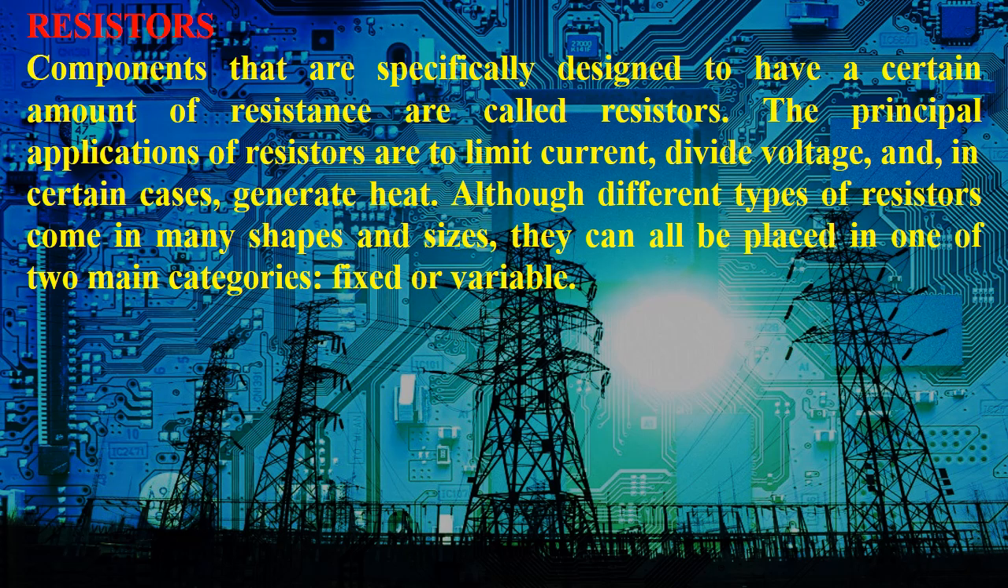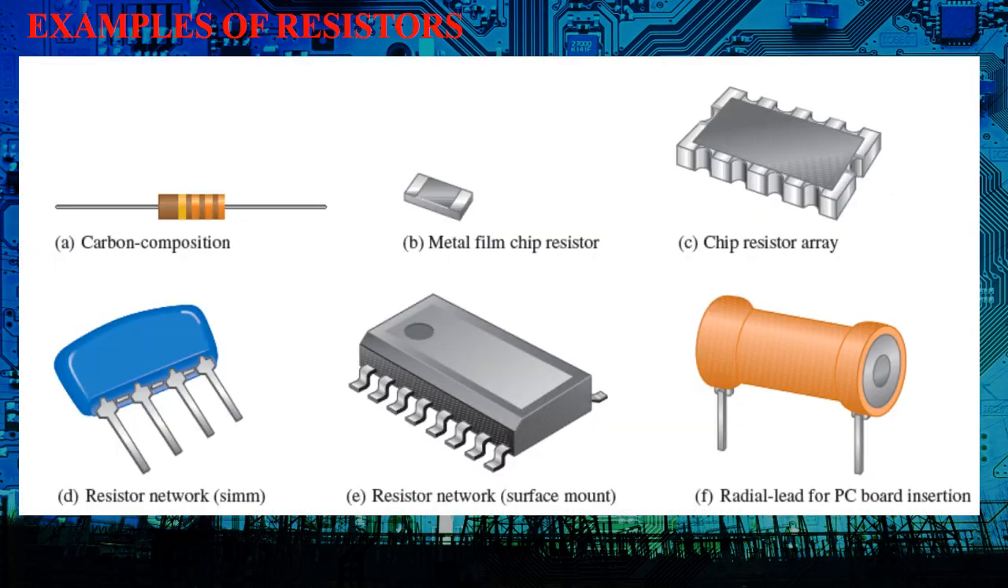Although different types of resistors come in many shapes and sizes, they can all be placed in one of two main categories: fixed or variable. So we have variable resistors, meaning you can vary the value of the resistor, increase or decrease it, to control the current and voltage, or fixed value, which you cannot change. These are some examples of resistors. We have the carbon composition resistor, metal film, chip resistor array, and resistor network. These are different types of resistors here.